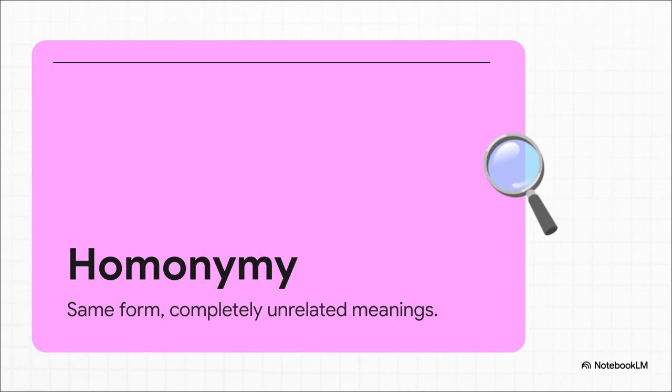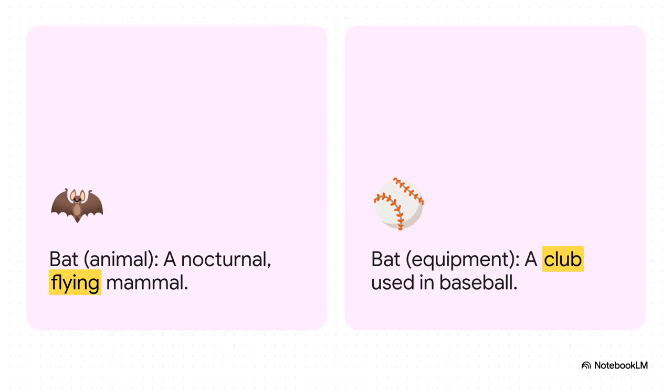But then you have homonymy. This is when two words just happen to look and sound the same, but their meanings are completely, totally, 100% unrelated. They're basically just different words that share a disguise by pure random chance. Just think about the word bat, okay? There is absolutely zero historical or semantic connection between the little flying mammal and the piece of wood you use in baseball. They are true homonyms, two totally separate words that, by sheer coincidence, are spelled and pronounced the same.